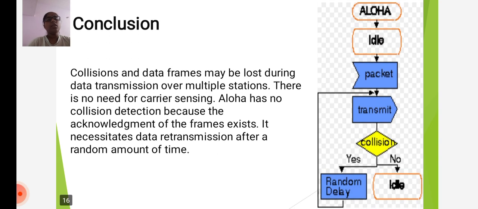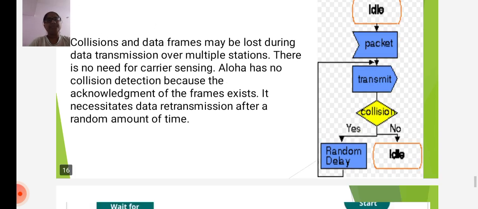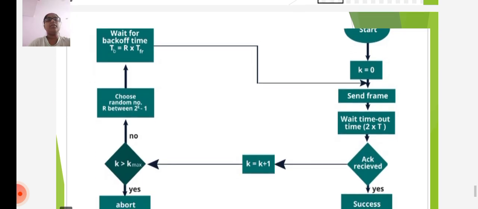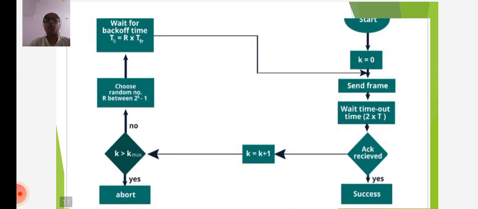Conclusion: collisions may occur and data frames may be lost during the data transmissions over the multiple stations. There is no need for carrier sensing. ALOHA has no collision detection because the acknowledgement of the frames exists. It necessitates data retransmission after a random amount of time. So it is one of the graphical representations of how pure ALOHA as well as slotted ALOHA take place.